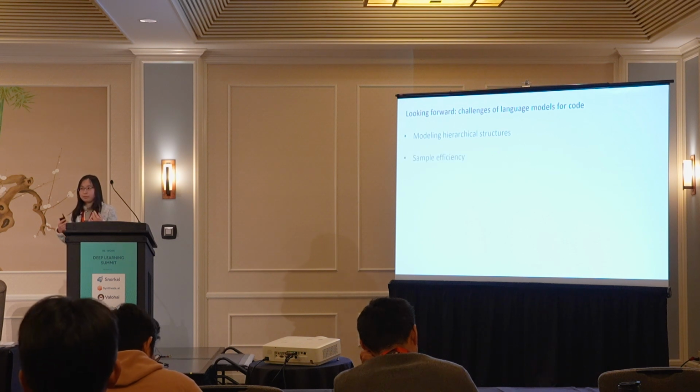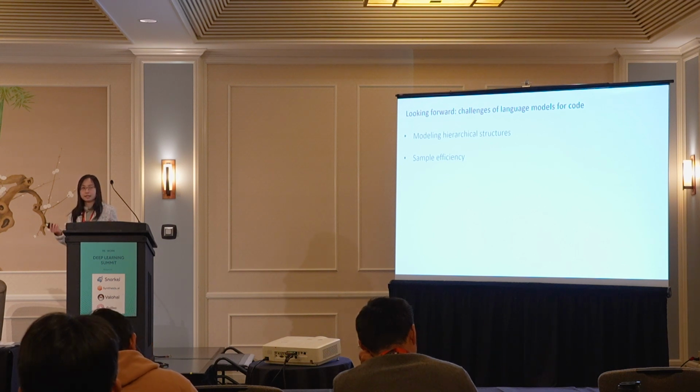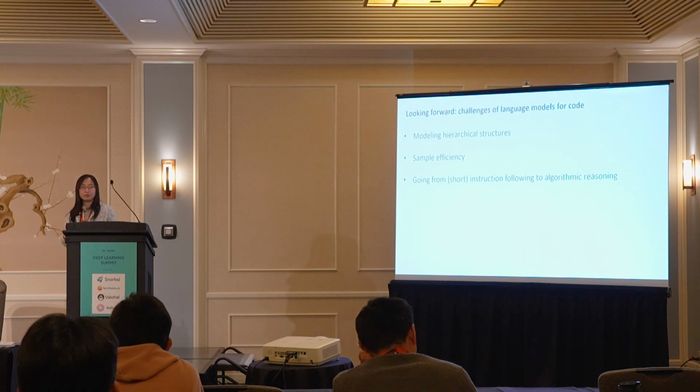The second challenge is sample efficiency. We want the model to really give us the correct prediction in one pass instead of relying on many predictions, where we then have to select among them and spend a lot of time on this prediction selection. And fundamentally, we really want these language models to go from short instruction following to true algorithmic reasoning, so the model can better understand the underlying algorithms and perhaps can also think about better implementations than us humans.